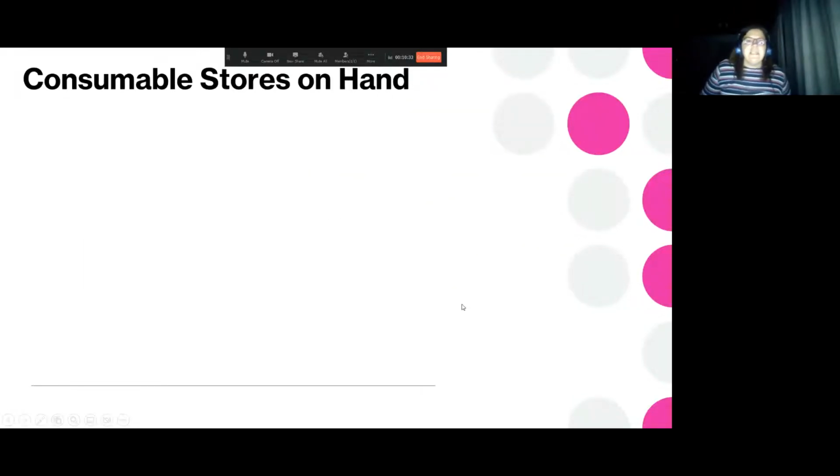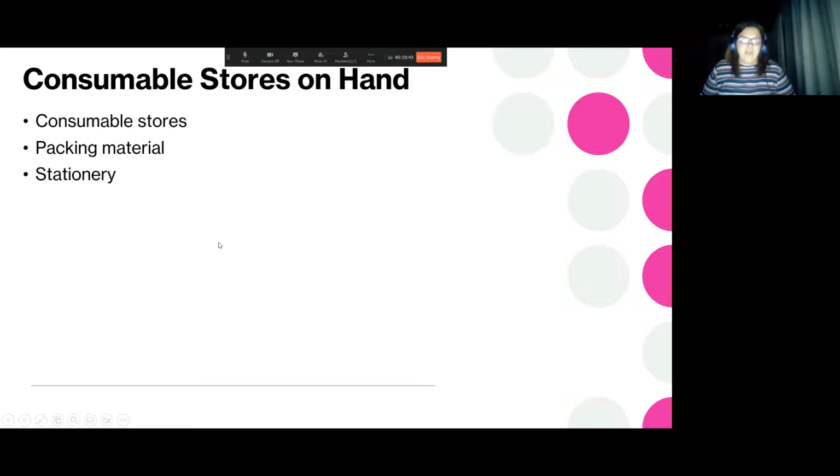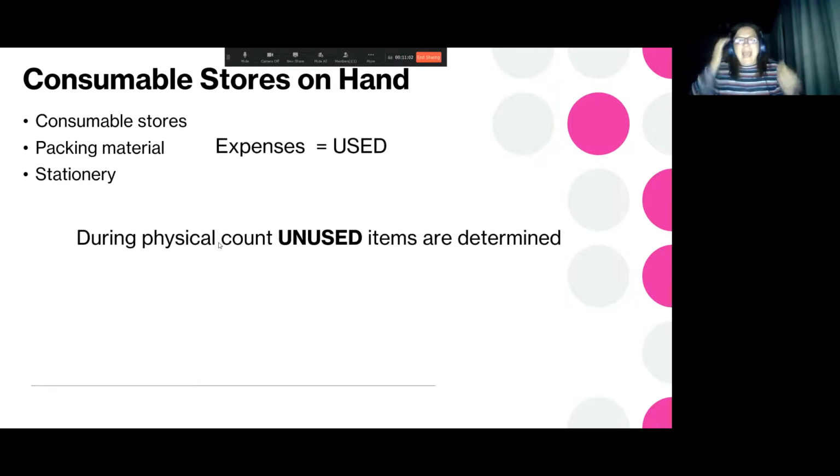The next adjustment is consumable stores on hand. Now, with accounts like consumable stores, packing material, and stationery, if we use these during the year, we have an expense, and we record it as an expense. But during the physical count, there might be unused items. So we would count our stationery and there might be unused stationery or packing material or consumable stores. If we haven't used it, this cannot be regarded as an expense at the year end.